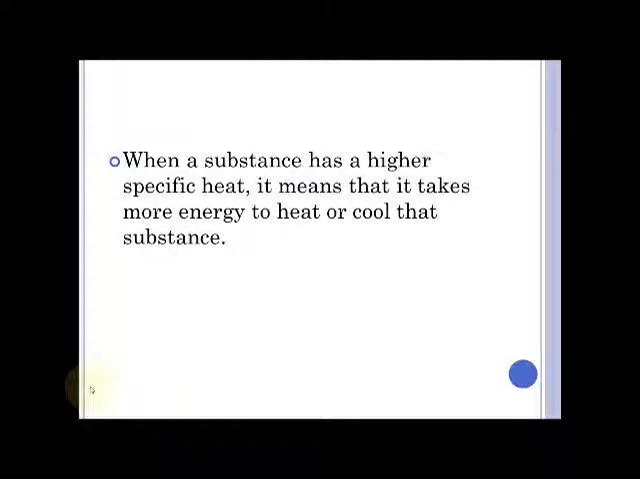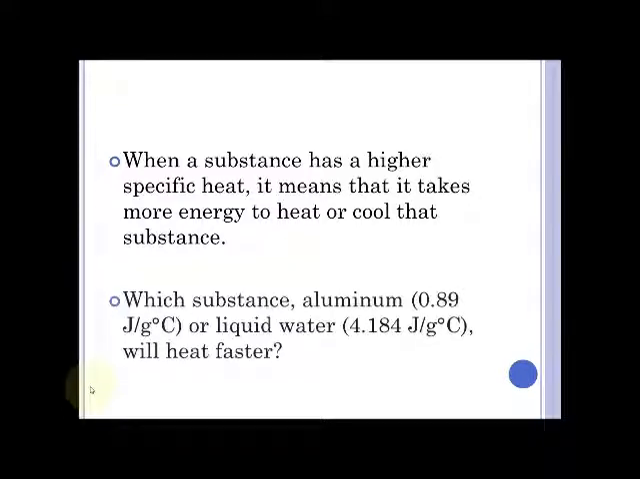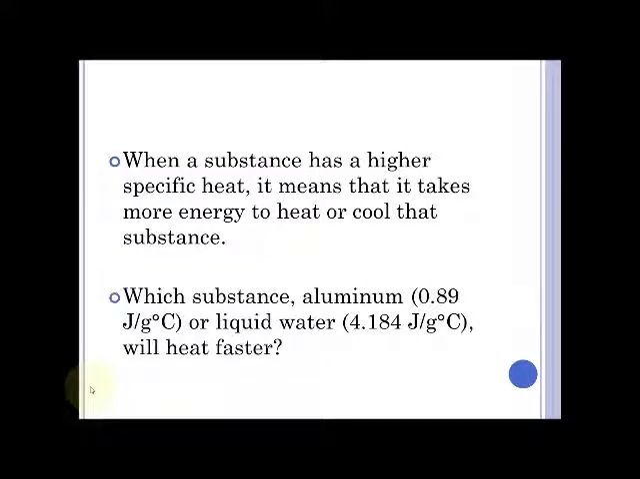When a substance has a higher specific heat, so it means that number is bigger, that means that it takes more energy to heat or cool that substance than if something has a lower specific heat capacity. Okay? So, thinking about that, which substance, aluminum or liquid water, would heat faster? So, you could even think about this like when you're trying to boil water. What's going to heat up first?